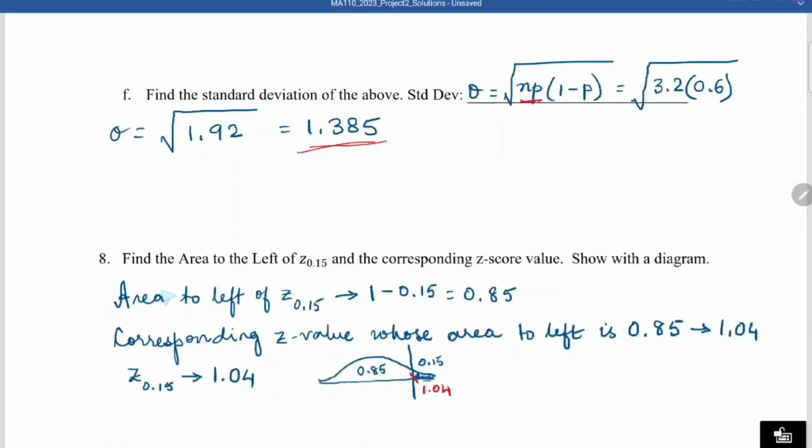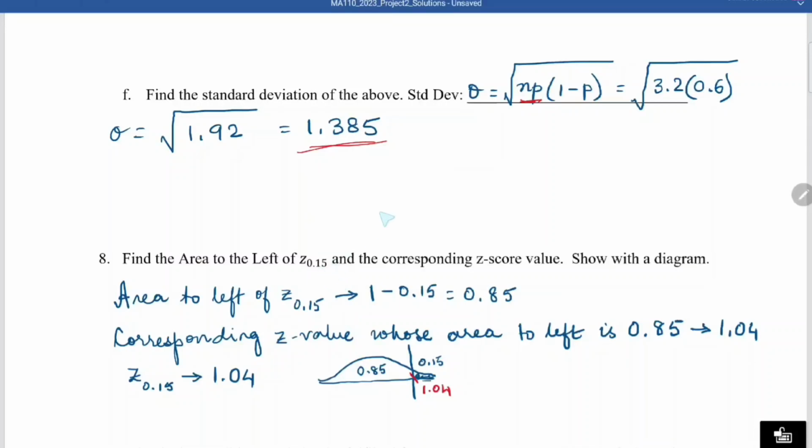Now the next question is about finding areas under the curve. The question says here, find the area to the left of z of 0.15 and the corresponding z-score value. Show with a diagram. Now, I've shown separately how to use the table to find the areas. Again, the table only gives areas to the left.